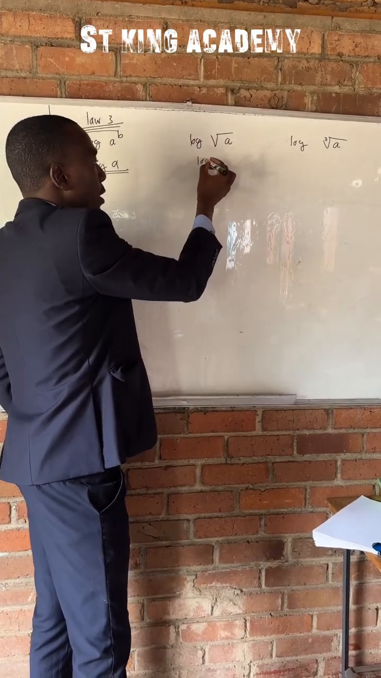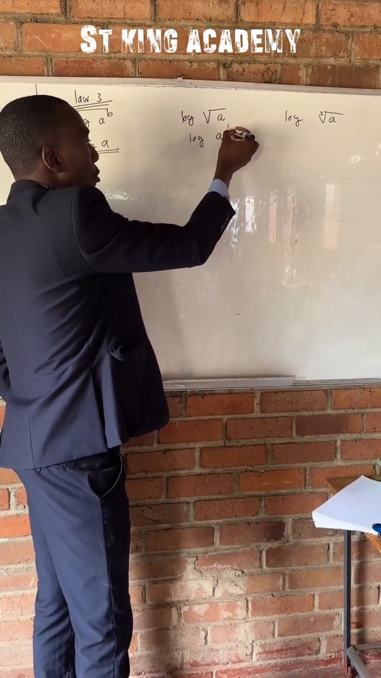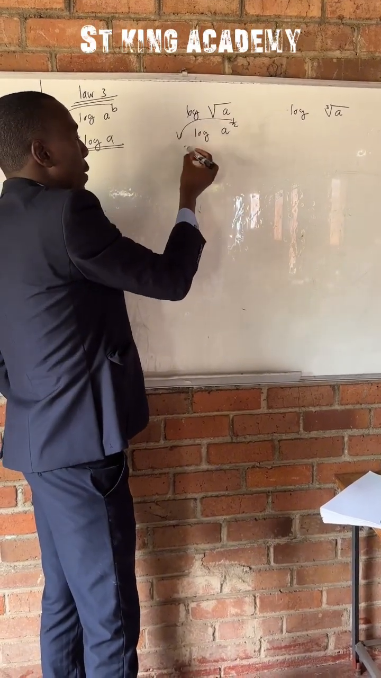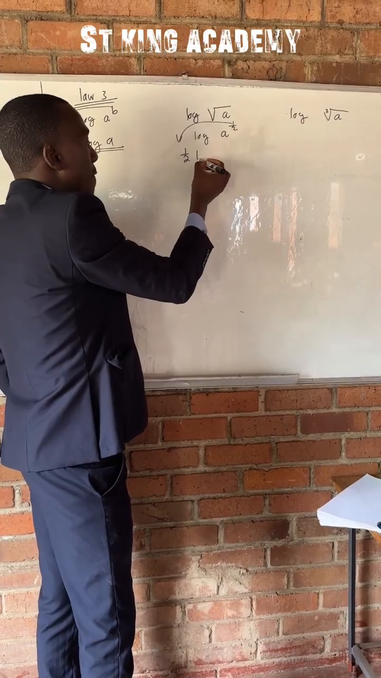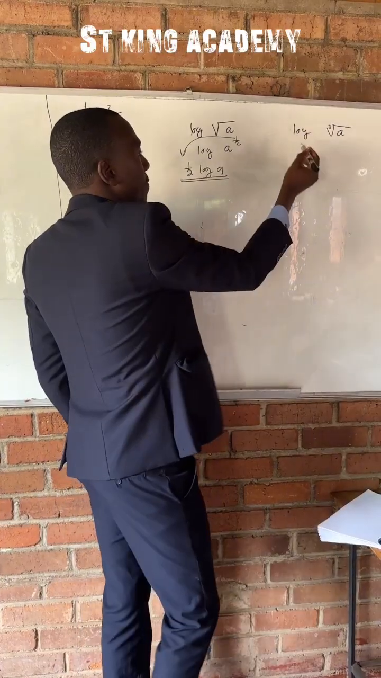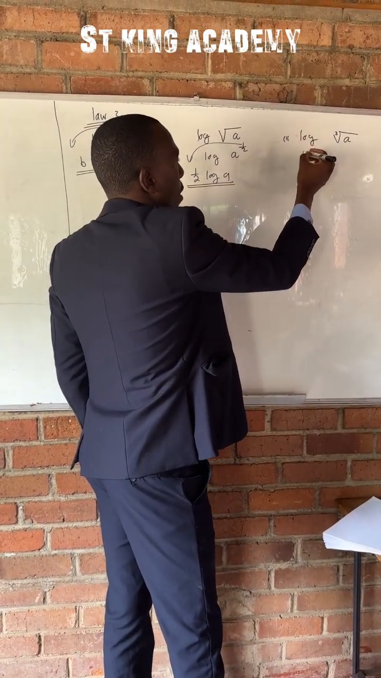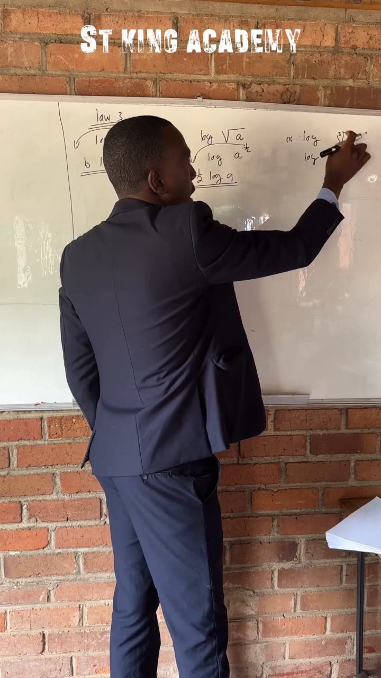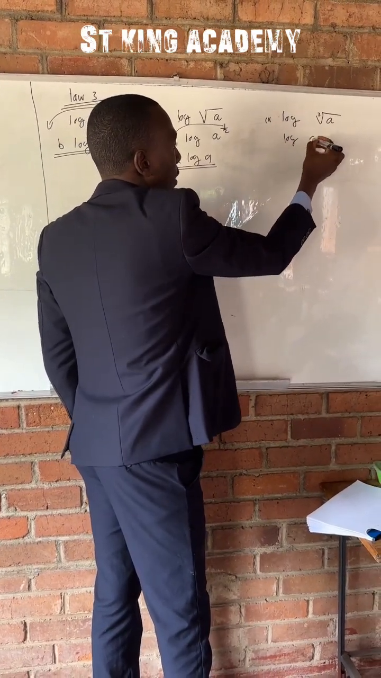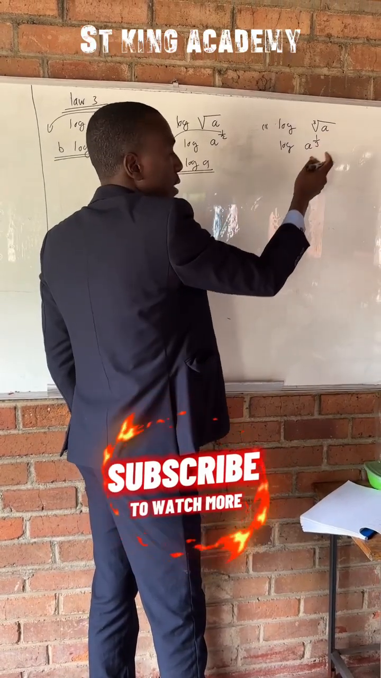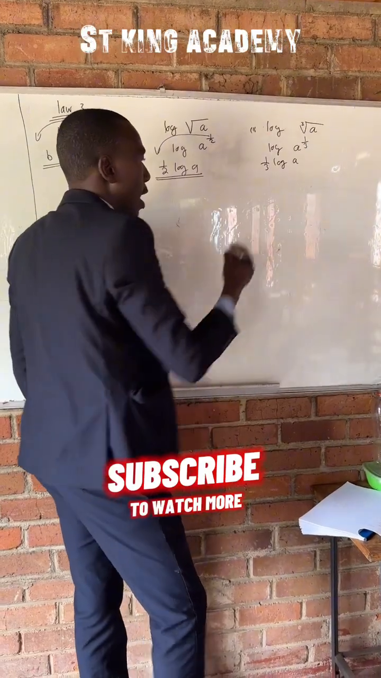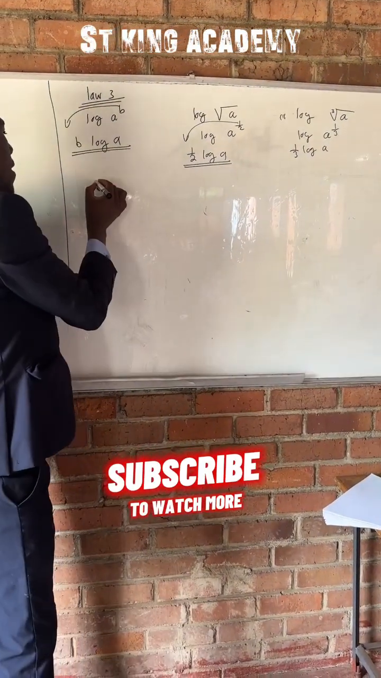Root A is the same as log A raised to the power of 1/2. So we're going to take our power back here, which is going to be half log A. Okay? And we have our other example. We say log A to the power of what? Cube root of A is the same as A raised to the power of 1/3. So 1/3 to this side is now 1/3 log A.